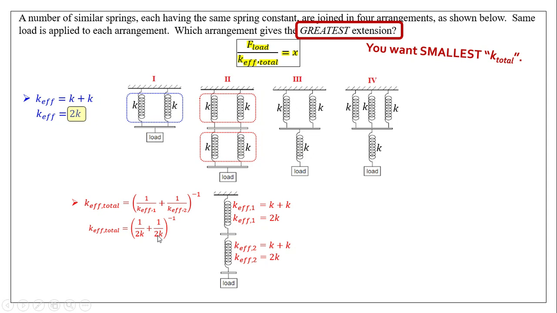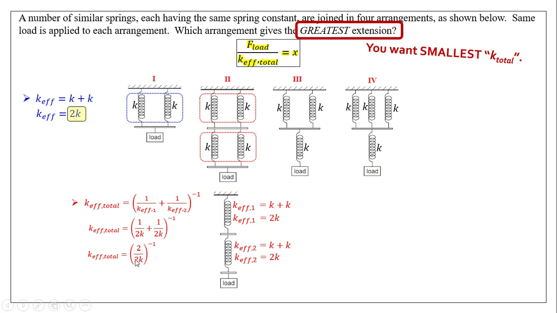So the denominator for k effective 2 is also replaced with 2k. Well, this to the negative 1. So you have to make sure you add the stuff inside the parentheses first and then flip it. Okay, so here I have common denominators, 2k and 2k. So 1 plus 1 is just 2, and then 2k in the denominator stays the same because it sits over a common denominator.